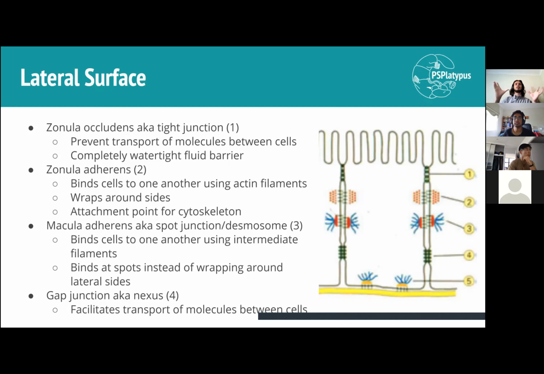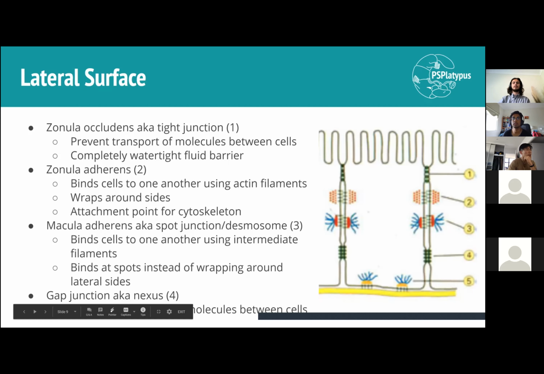So it's more of a zone than the next one that we're going to talk about, which is the macular adherens. Macular sort of meaning spot. And so that's a spot junction, also known as a desmosome. And that performs an attachment site, but in a more specific sort of spot rather than in these wider wrapping structures. And it uses intermediate filaments rather than actin filaments.